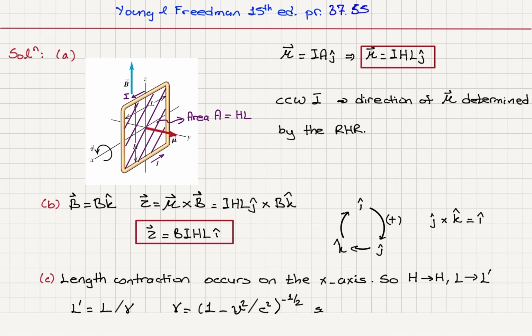So the magnetic dipole measurement mu prime will give, instead of IHL, IHL divided by gamma in j hat direction, which will be the original magnetic moment measured in the laboratory reference frame divided by the relativistic correction factor gamma.